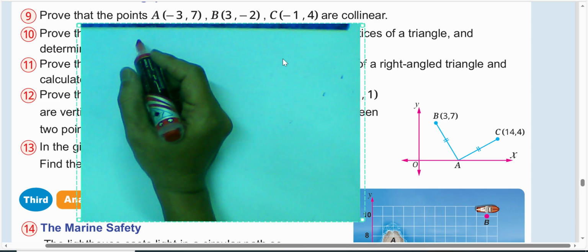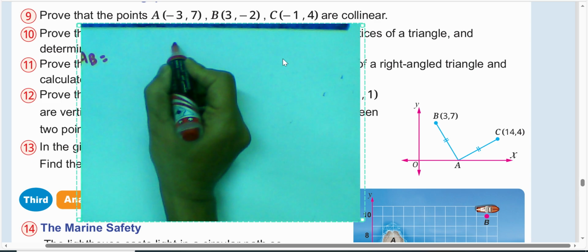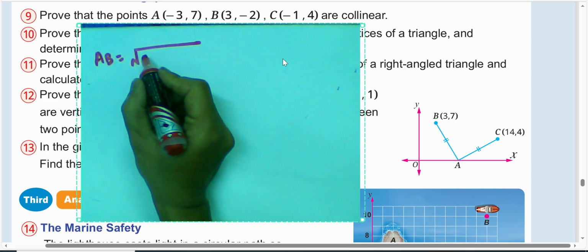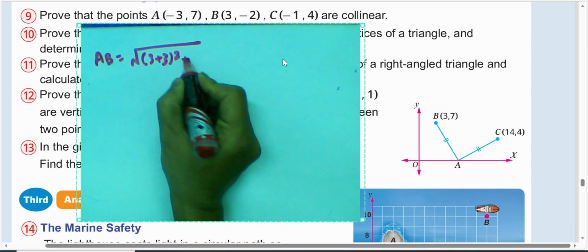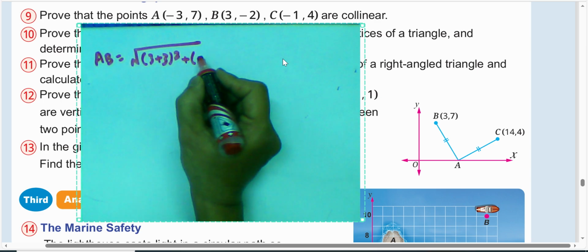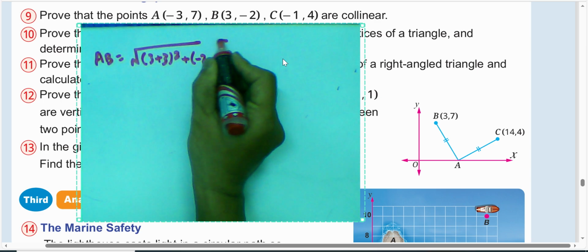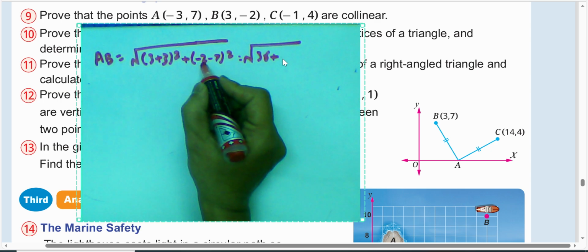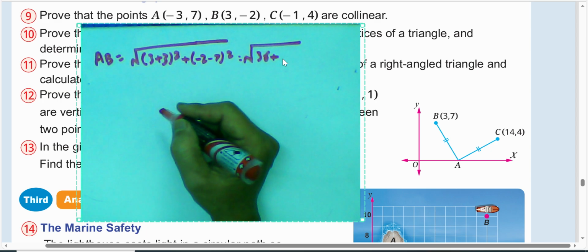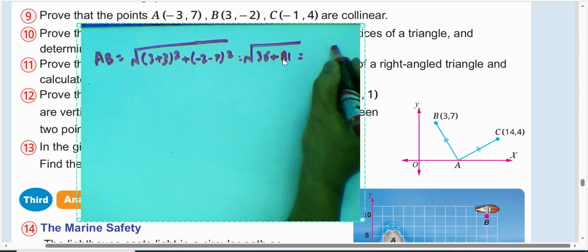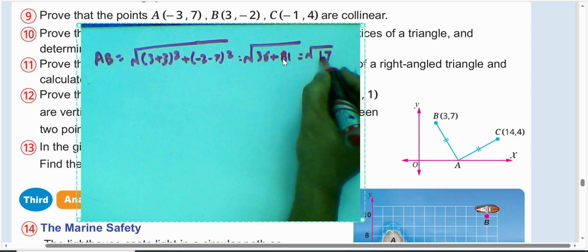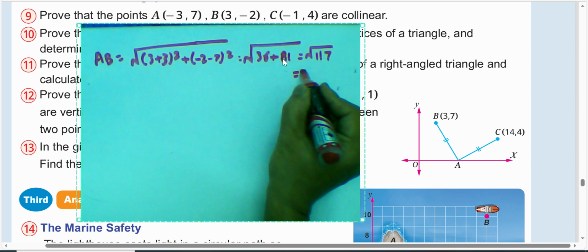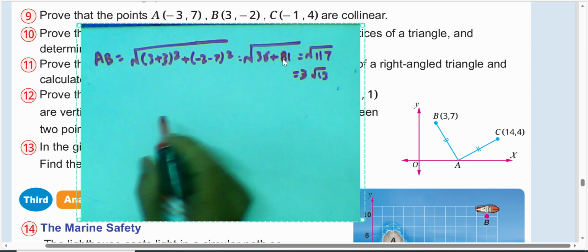We have point A. Then we can find the length of AB. Look, 3 minus -3, it will be 3 plus 3, all to the power 2, and -2 minus 7 to the power 2. 3 plus 3 is 6, 6 squared is 36. -2 minus 7 is -9, -9 squared is 81. The result will be the square root of 117, which is 3 root 13, by using a calculator to find the answer.